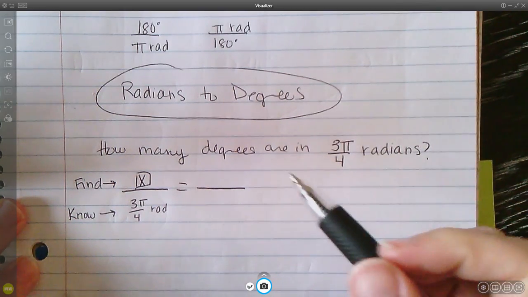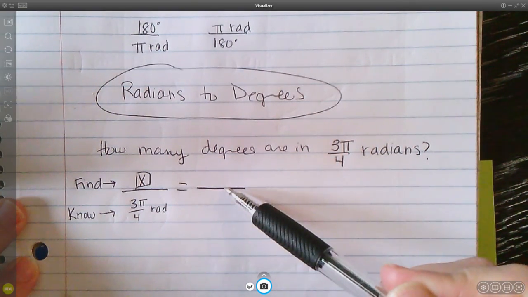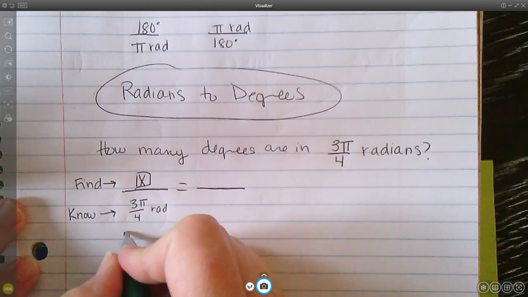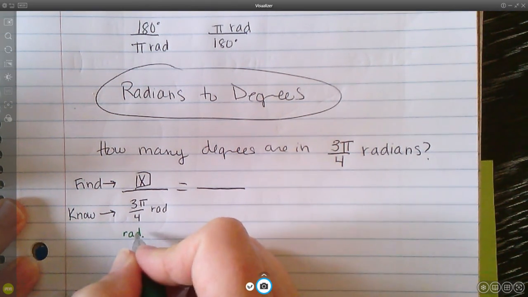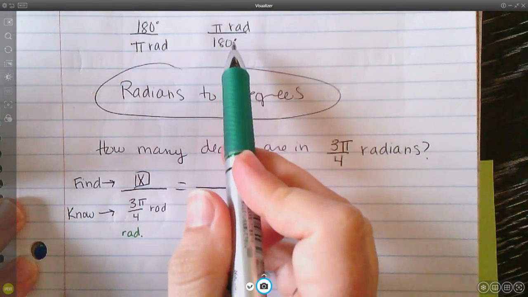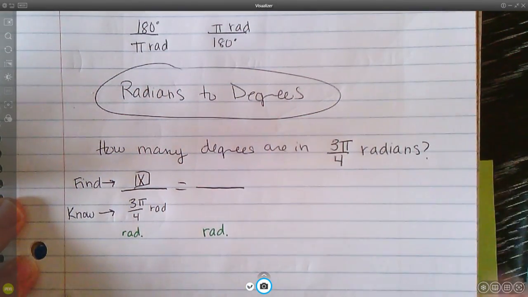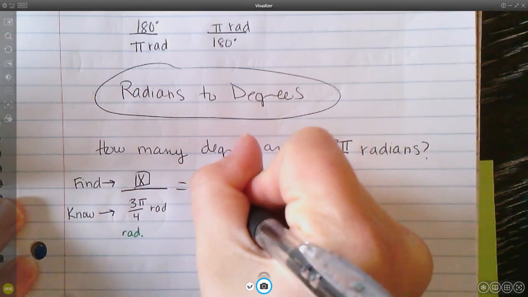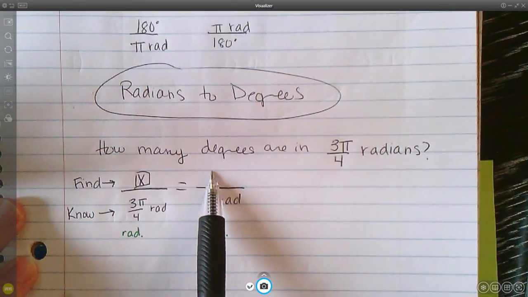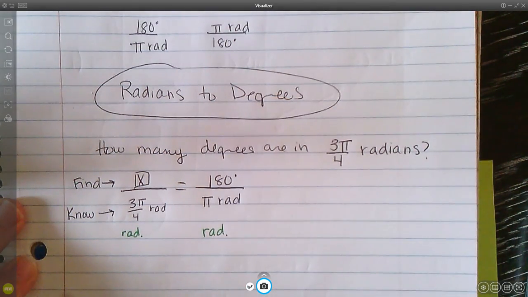Okay, so then you have to figure out which one of these two things is going to go here. It's the same thing as yesterday, but now we have radians in the bottom. So if we have radians in the denominator, you have to have radians in the denominator over here. Which one of these has radians in the bottom? Well, that would be pi radians, so the first one. And then we were trying to find degrees, which is in the top, so you have to have degrees on the top. So that's 180 degrees.